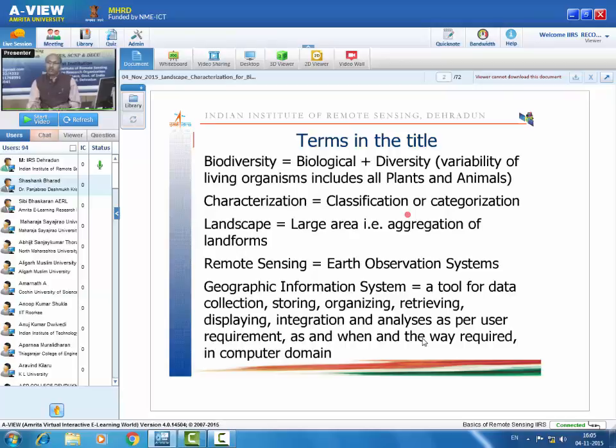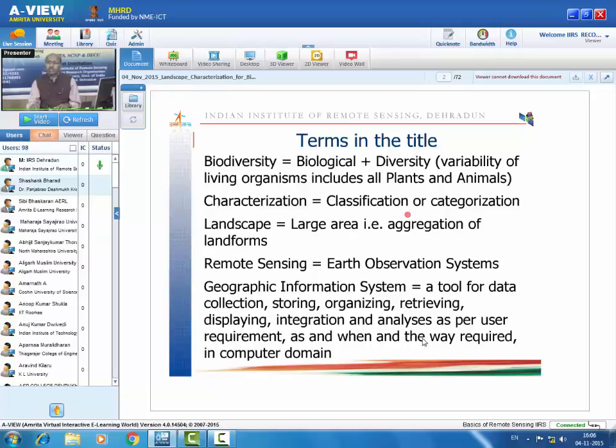If you want to define it ecologically, it is basically an aggregation of landforms. In landforms, you will have several land use and land type classes. Let us say you can have a water body, a settlement, a factory area, an agriculture area, you name anything, it is part of the landform. So we are talking about an area which has different kinds of aggregations, and put together we call it a landscape.